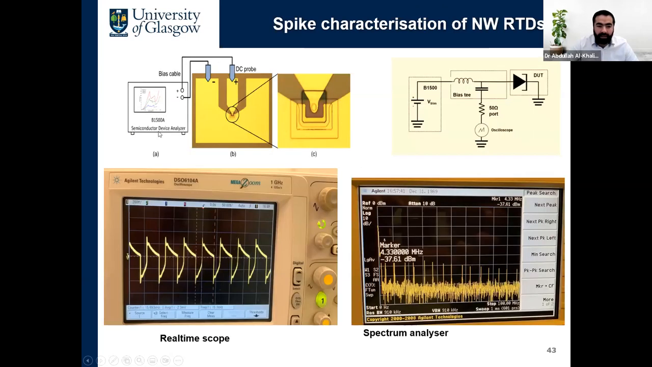This is the last slide. Just to show you the fabricated RTD device, on the top. On the right-hand side, we demonstrate the setup. We have an oscilloscope, a bias T, a bias voltage, and the RTDs, and with that we generate spikes at a few hundred megahertz using the RTDs that we have shown earlier.